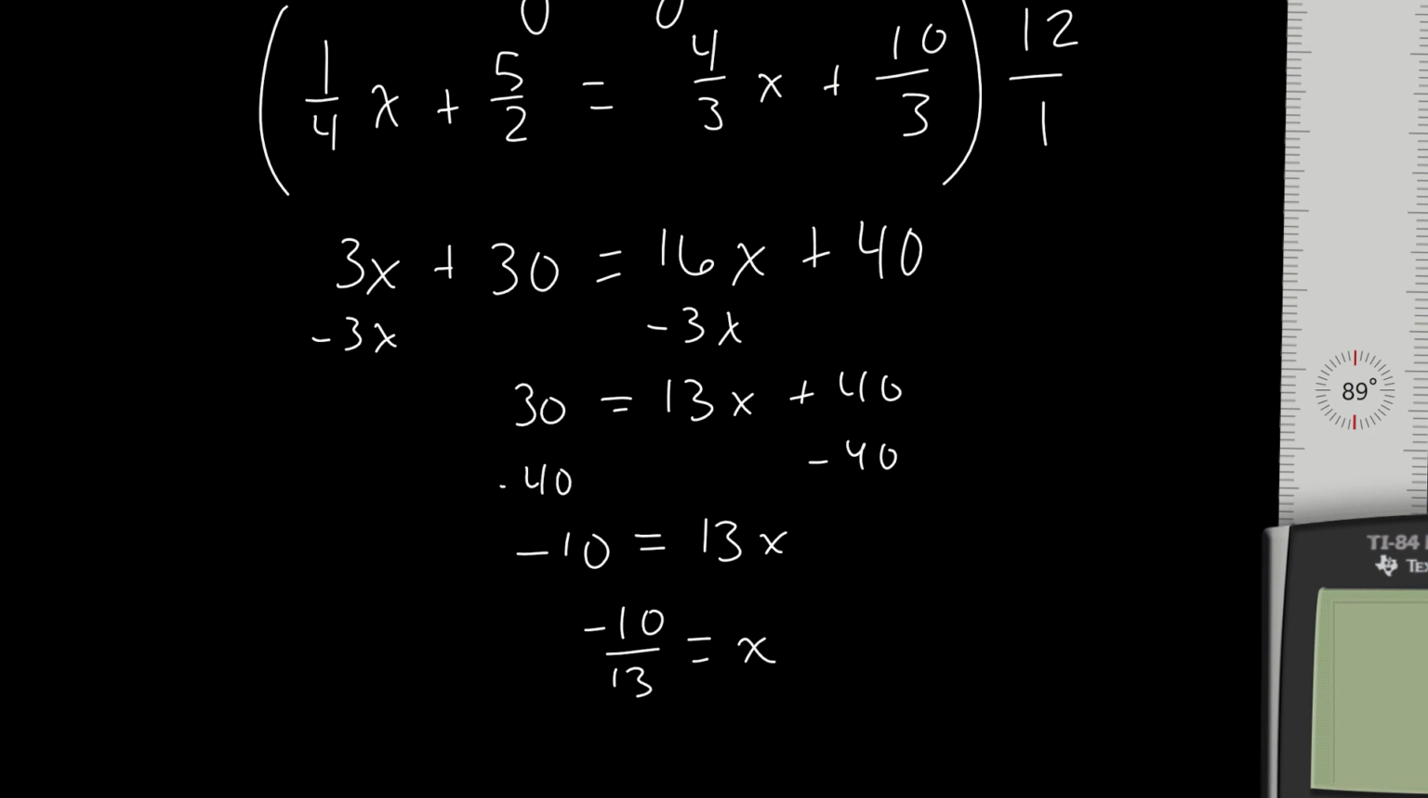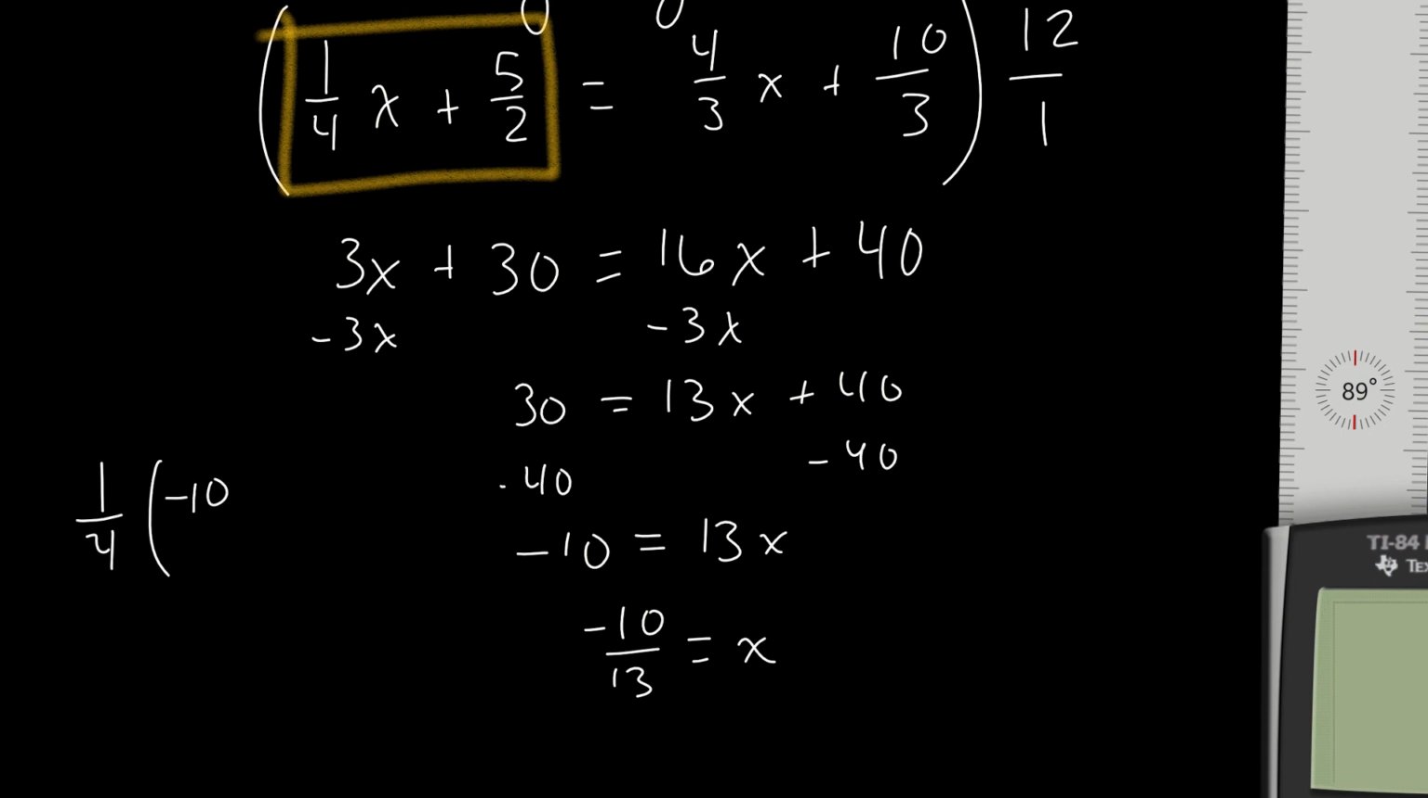Whew. And now I need to get the value of y. It doesn't matter which expression I use, both of these give me y, so I'll just use this one. So it says take 1/4 times this beautiful value. It's negative 10/13 for crying out loud. That's beautiful. And then plus 5/2.